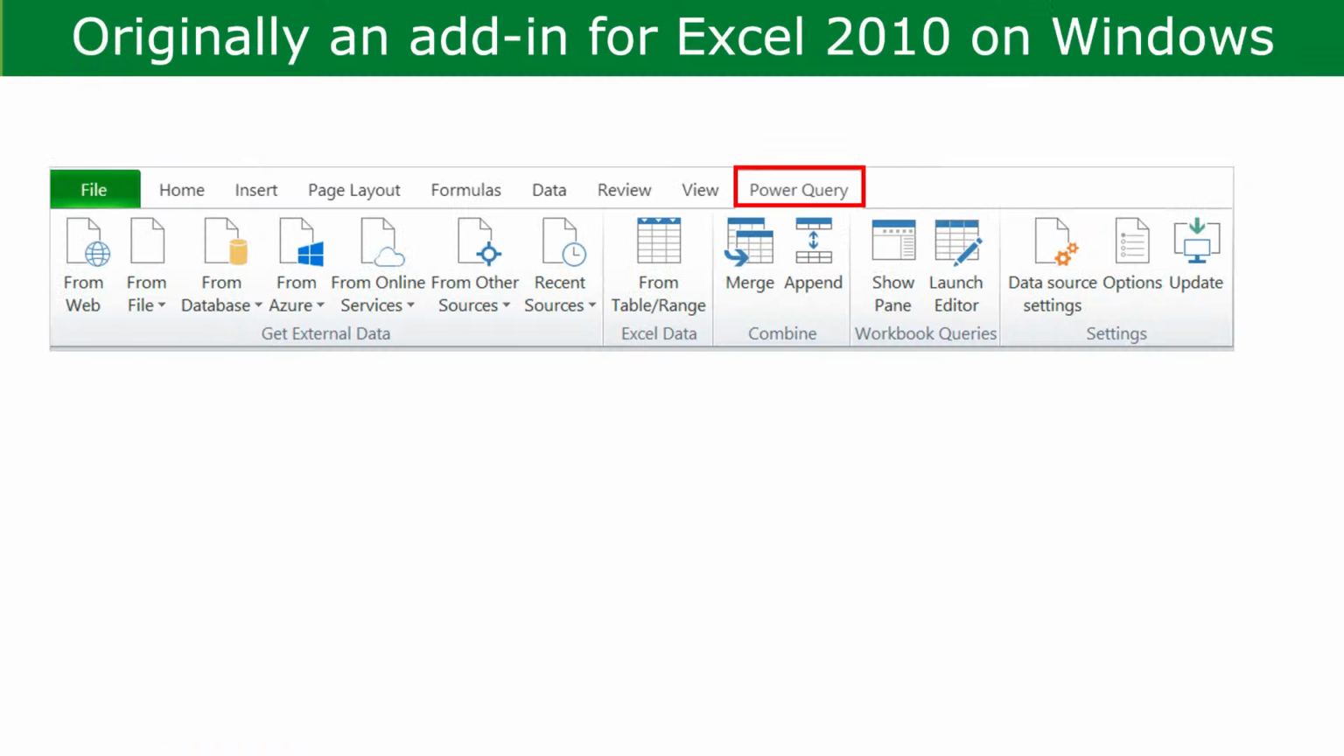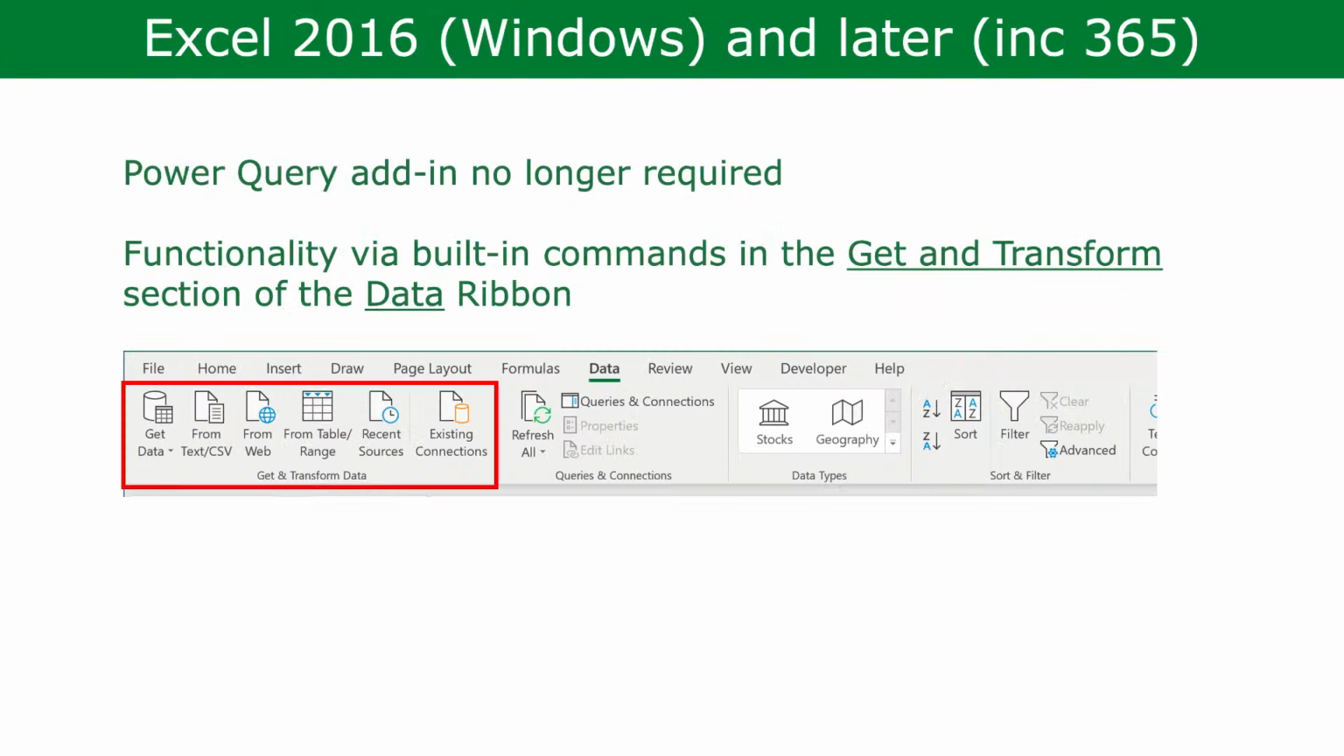Power Query started life in 2010 as a downloadable add-in. It could only be used with Excel 2010 and then 2013 on Windows. And once you've installed it, a Power Query menu appears on the ribbon. When we got to Excel 2016 and then later, including 365, you actually don't need Power Query at all. The functionality that Power Query provided is built into Excel. It's all in the Get and Transform section of the Data tab on the ribbon. So even though Power Query hasn't actually been part of Excel for several years, people still use that term.